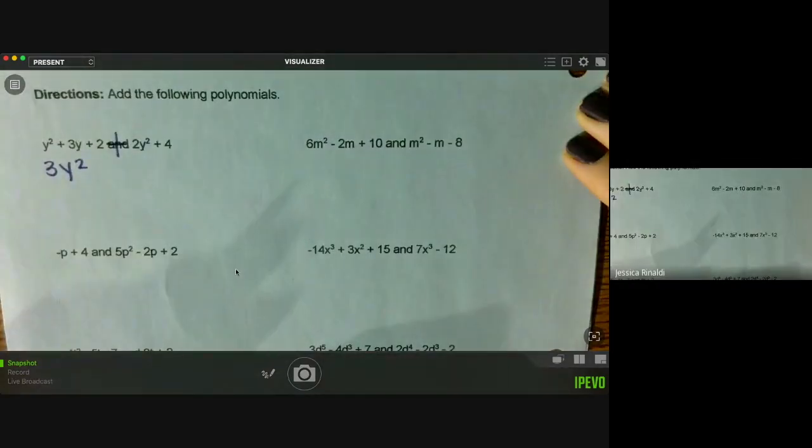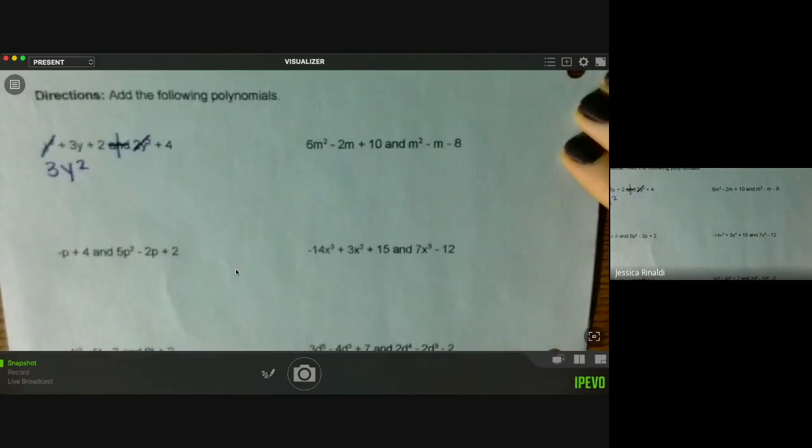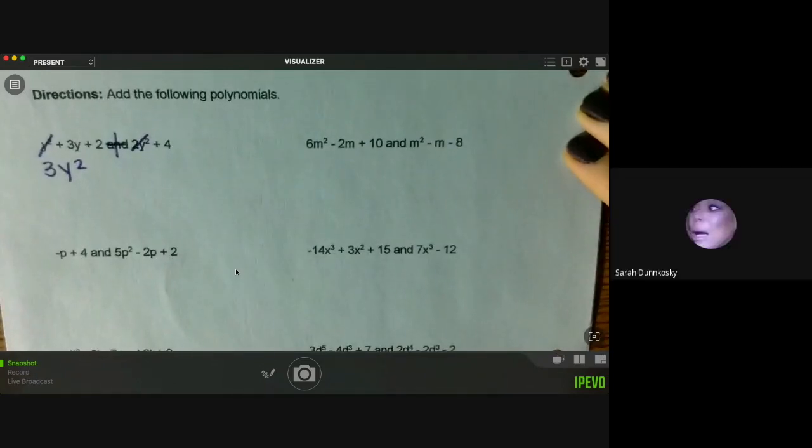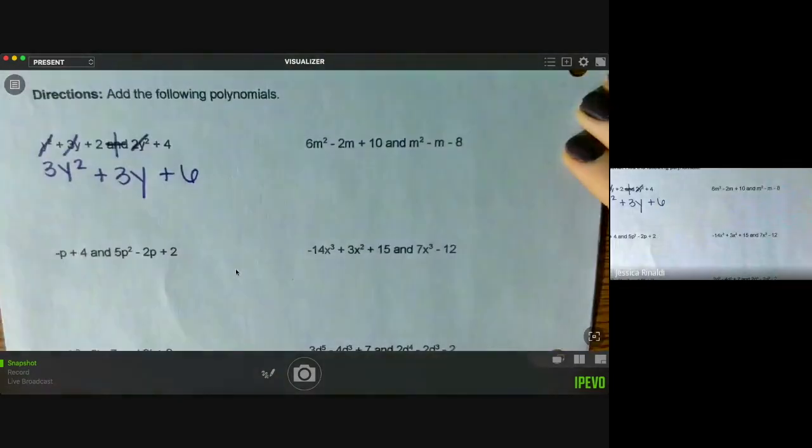Another trick you can do when you're doing this is cross them out once you use them. So I use that y squared and I use this y squared. Again, you don't have to do that. It's just another trick I'm showing you. Is there anything I can combine with my 3y? No. So I'm going to add 3y. I used it so I can cross it out. I have a 2 left and a 4 left. Can I combine those? Yep. What's 2 plus 4? 6. That's my final answer, and it's in standard form.